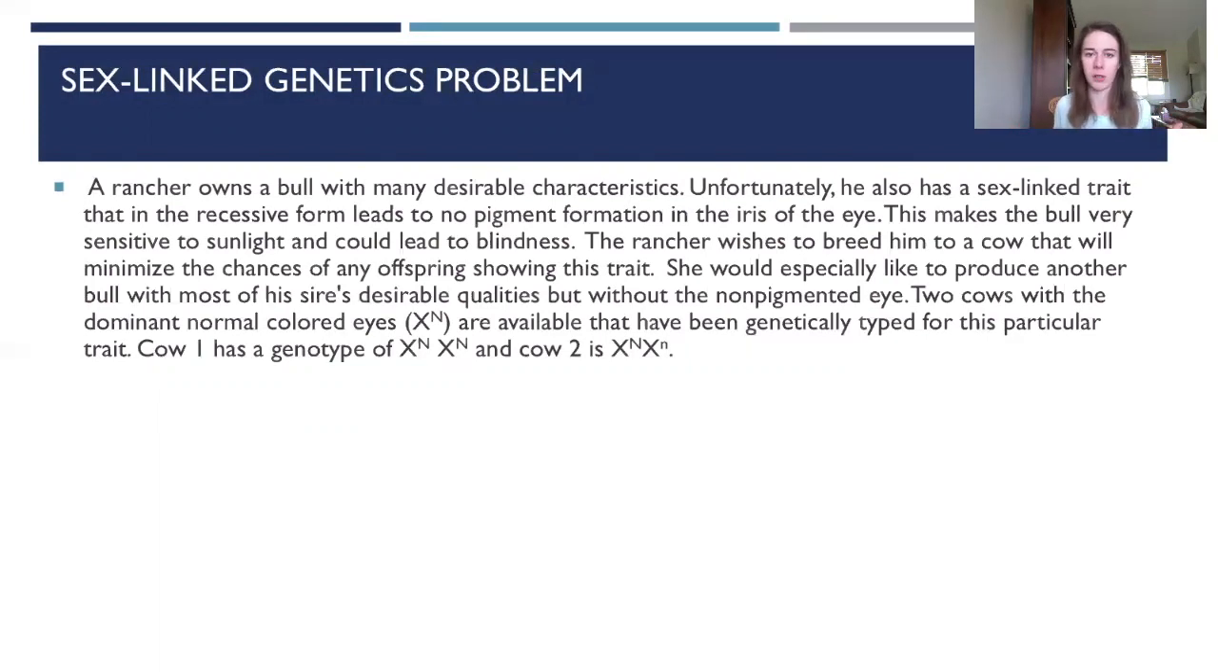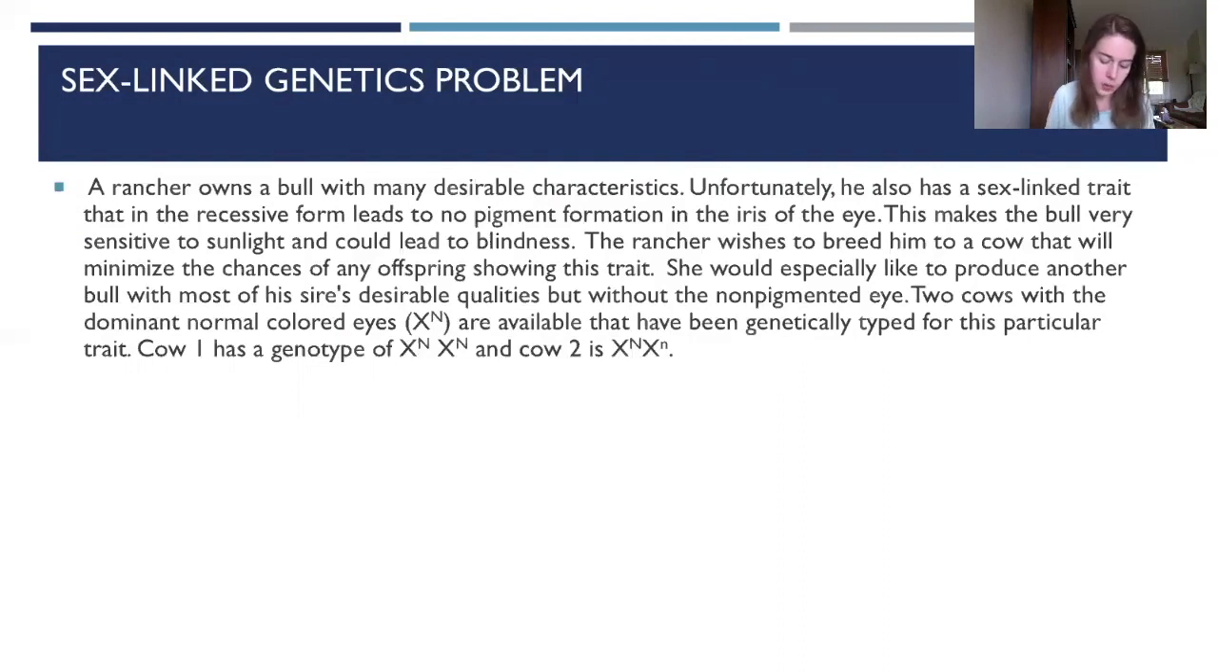But this bull that this rancher has, for some reason, has this weird eye issue where there's no pigment in the iris. So the part that makes your eye a certain color, there's no pigment there. And that makes that bull more likely to have blindness or other issues with the eye. It's going to be very sensitive to sunlight coming in. So the breeder wants to breed his bull still, because the bull has other good characteristics. So he wants to breed it with a cow that is not going to pass on this trait to any future offspring. So the rancher has two cows, and he's had the genotypes done on both of them.